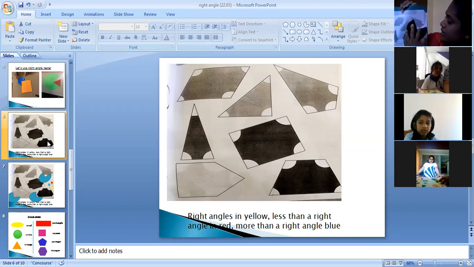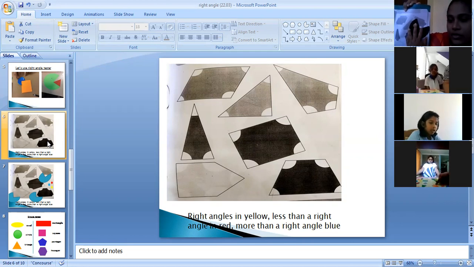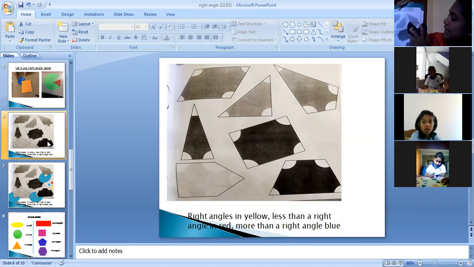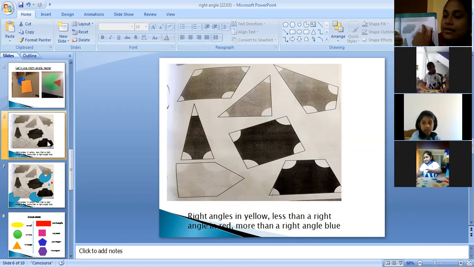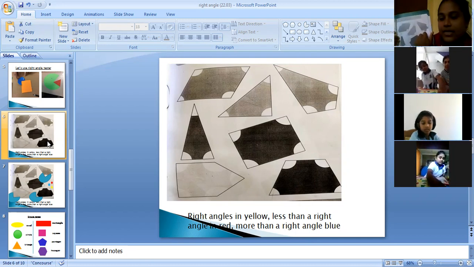The corner, there is a mark in white. Yes, that corner you have to color in blue. And check all these corners. Not all corners are blue. Put here. This is less than 90. This corner, we checked it. So you should color the corners less than 90 in red. This is more than 90, so you should color this in blue.